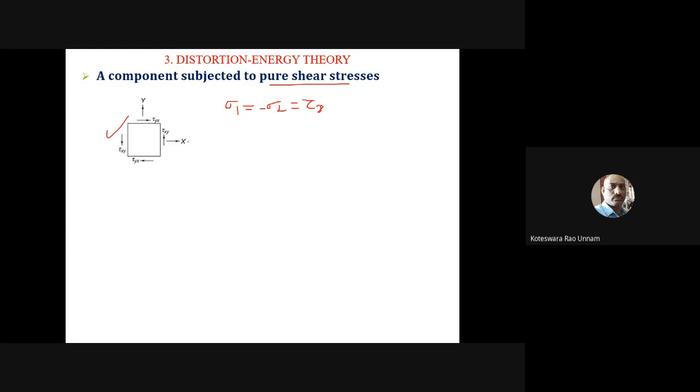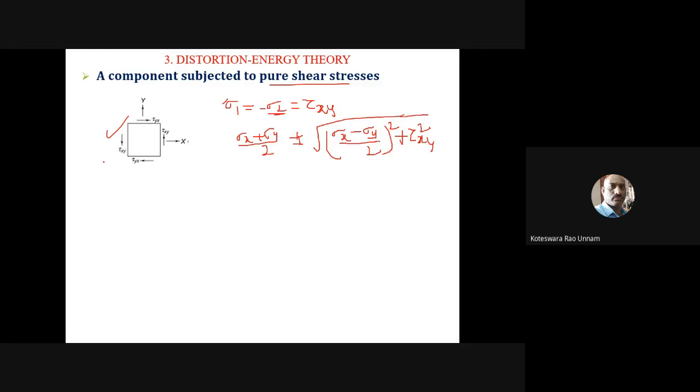If you recall your formula for the principal stresses: sigma x plus sigma y by 2, plus or minus square root of sigma x minus sigma y by 2 whole square plus tau xy square. The plus sign will be used for the maximum principal stress, sigma 1, and the minus sign for the sigma 2 value. This is the formula for computing the principal stresses.